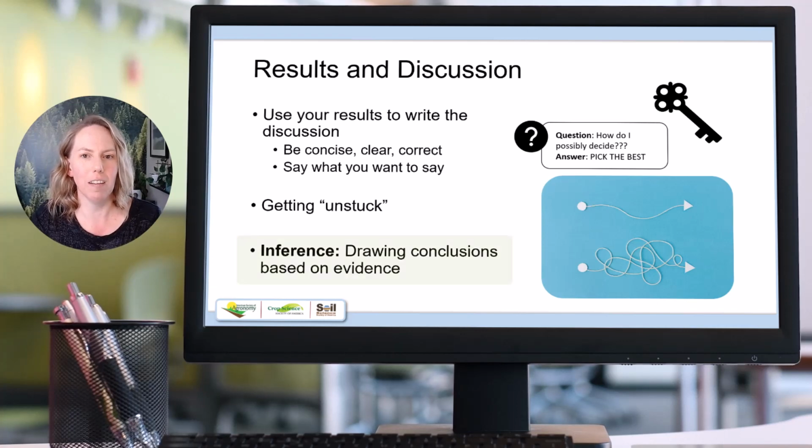Inference is defined as the process of drawing conclusions based on evidence. Inference can help you decide which message is your true path and which ideas might be side roads or even lesser paragraphs in the discussion. Let's look at an example.